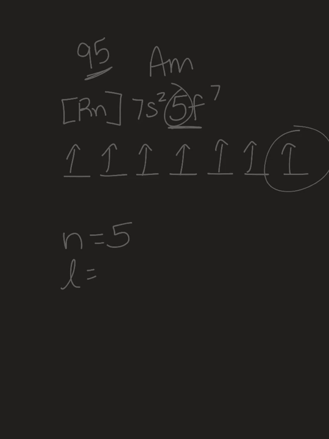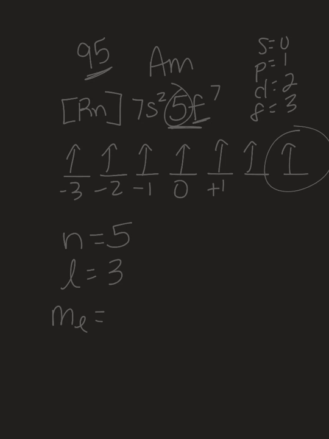My L is equal to what type of orbital? It's an F. So again, S is equal to 0, P is equal to 1, D is equal to 2, and F would be equal to 3. So this is 3. And then my ML is going to be, find that pattern. This one would be your 0 because there's 3 orbitals on the left, 3 orbitals on the right. That means this guy is -1, -2, -3. This is +1, +2. That's +3. So I'm focused on the +3 orbital where that electron is located.